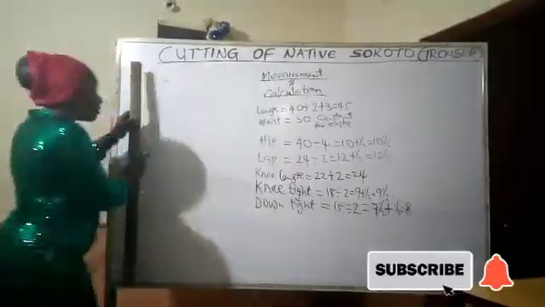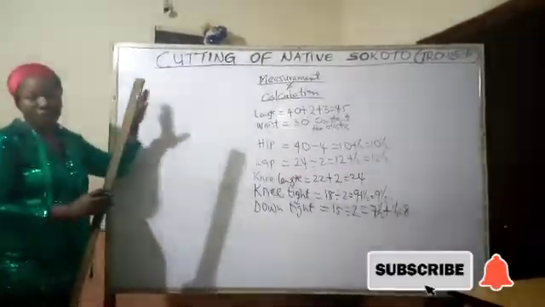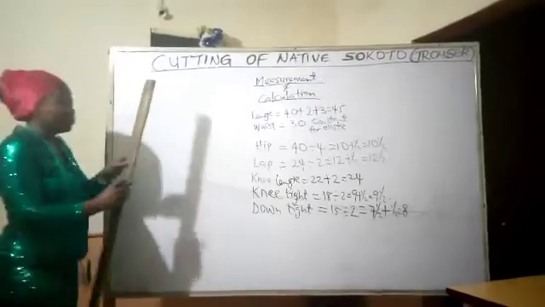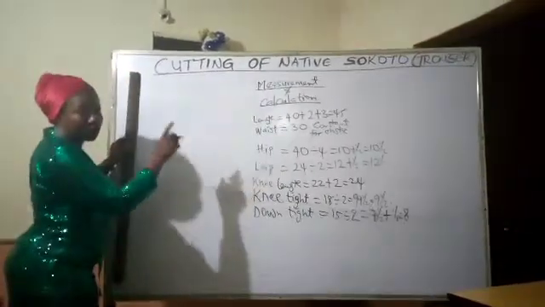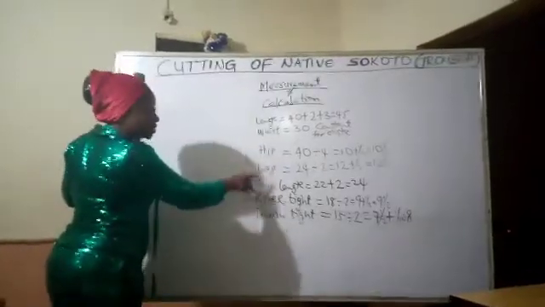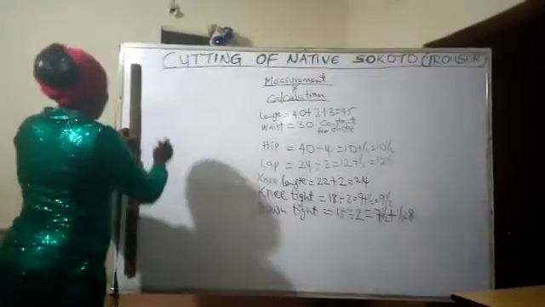So the first thing we have to do is the cutting of the front view. We want to cut the front view of native shokoto, and we want to be taking these measurements one by one. We are going to make use of all these measurements one by one.